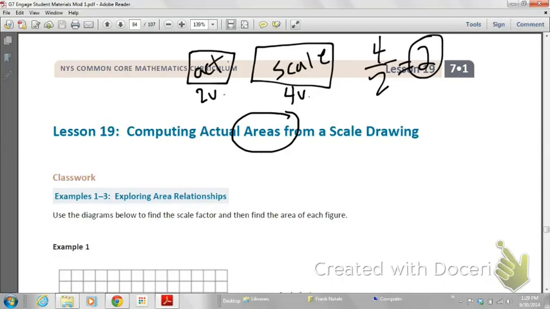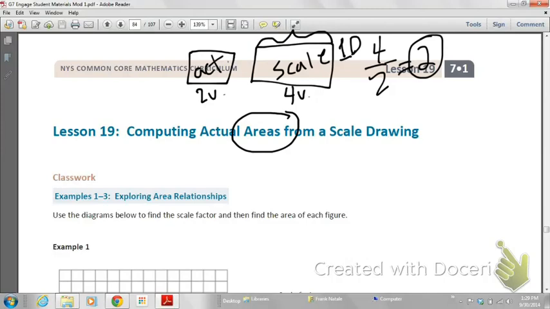Now we are comparing sides, and these lines right here move in one dimension. They are 1D in that sense. Whenever we measure a line, that is a good example of a one-dimensional figure.